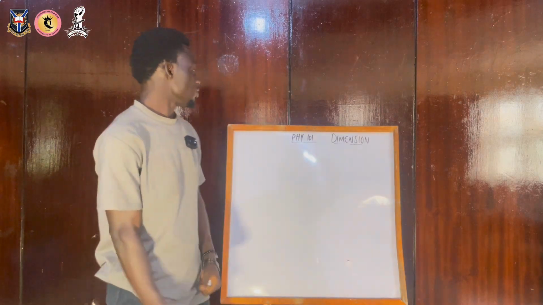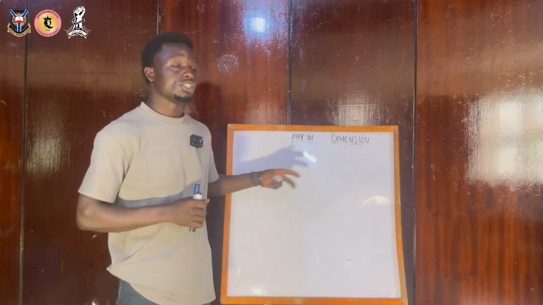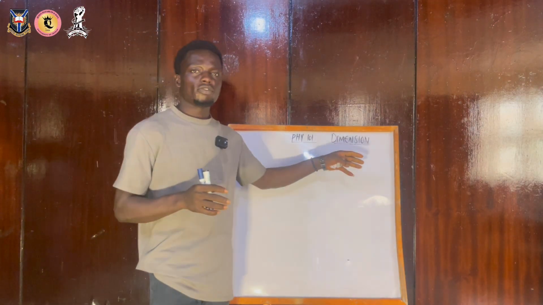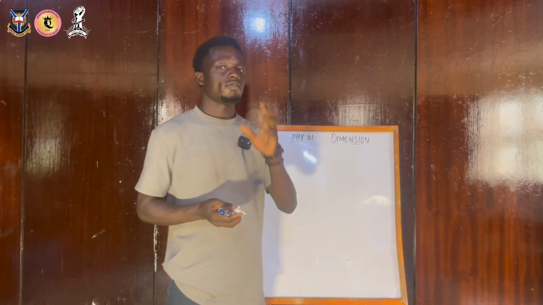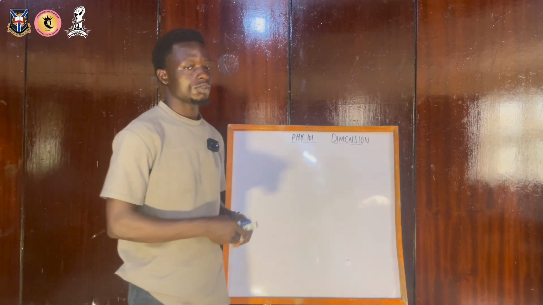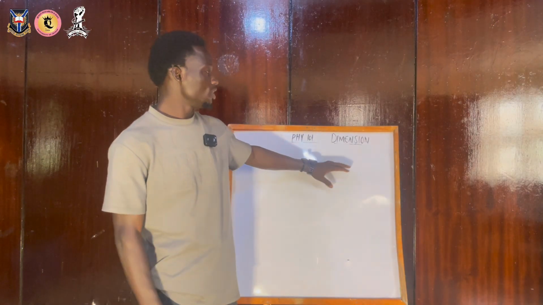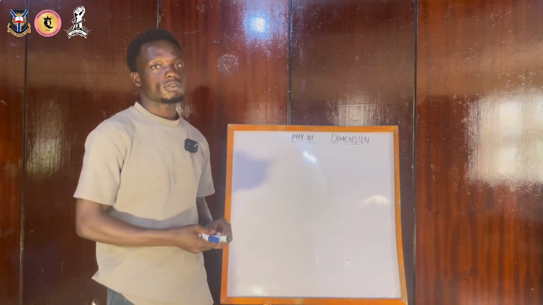Good day, guys. So today we'll be talking of physics 101, dimension to be precise. Now, before I move to that, I want you to know that we have seven fundamental quantities or so. But for dimension, we only make use of three fundamental quantities.